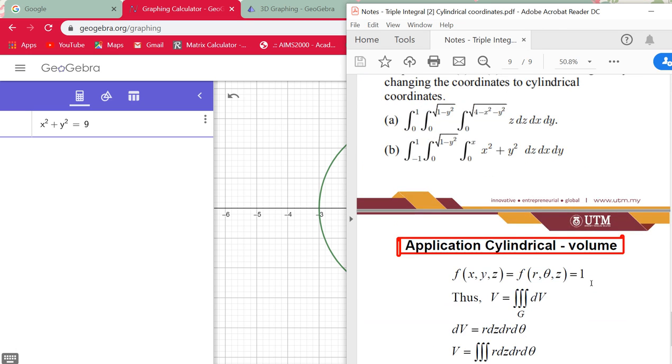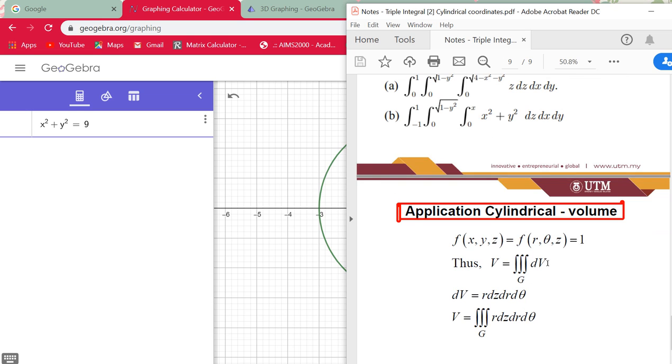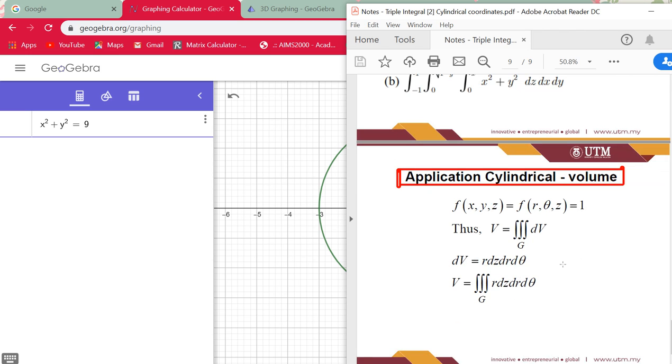The same goes for the application. If the application of Cartesian coordinates is volume, the same goes for cylindrical, as long as the function given is 1. Okay, so that's all.